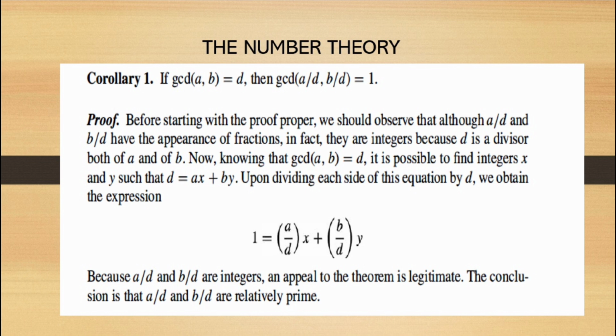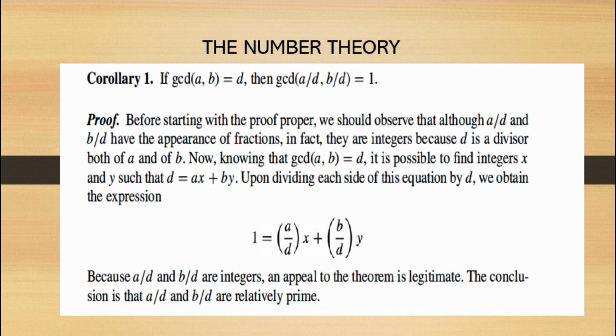So upon dividing each side of the equation by d, we obtain the expression 1 is equal to a divided by d times x plus b divided by d times y. Because a divided by d and b divided by d are integers, an appeal to the theorem is legitimate. The conclusion is that a divided by d and b divided by d are relatively prime.